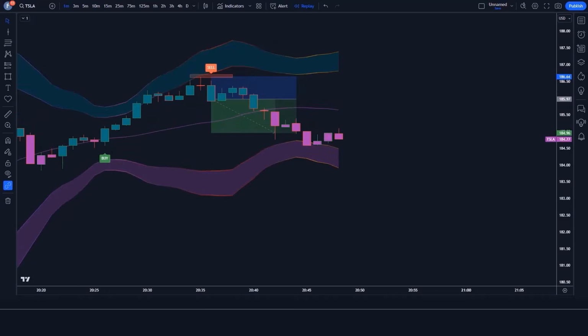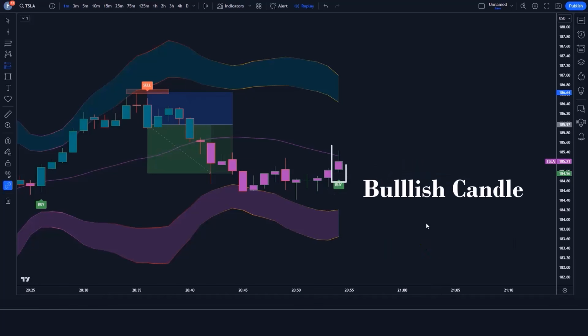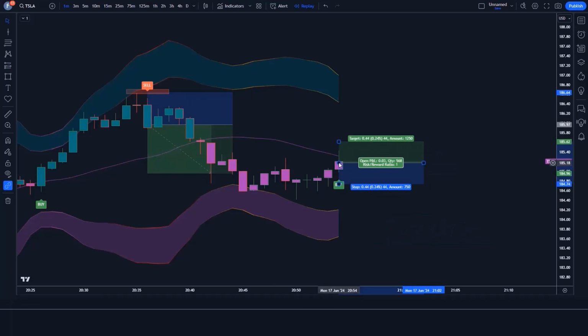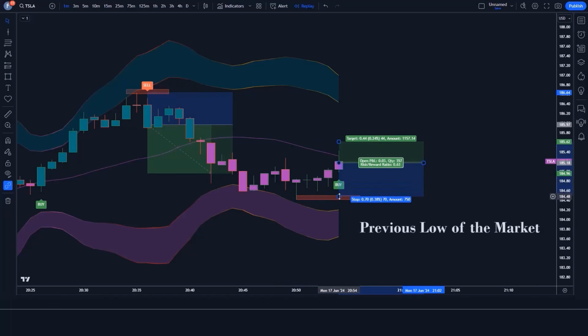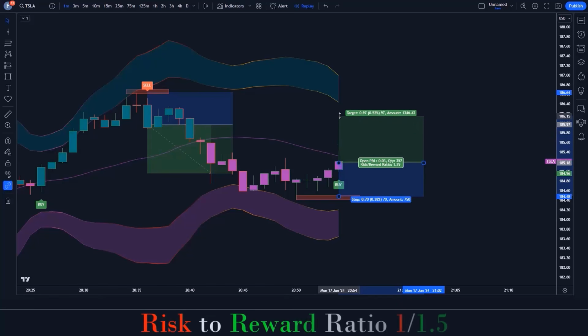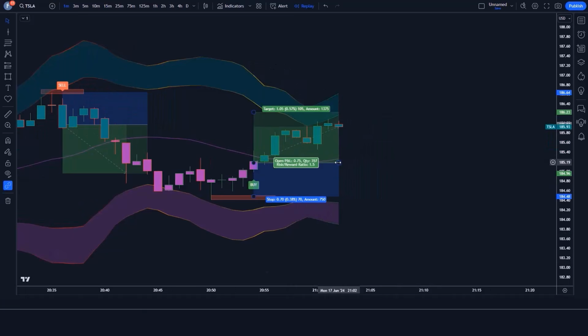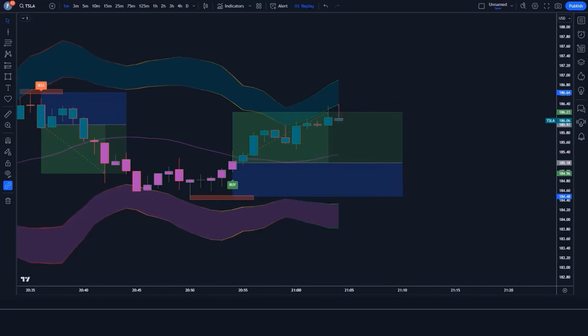Let us now understand the next position. When the Community Algo Indicator gives us a buy signal, and the market forms a bullish candle, if this condition is fulfilled, then we will place a buy order. Our stop loss is to be placed at the previous low of the market, and the risk to reward ratio will be 1:1.5. The market has completely hit the target.